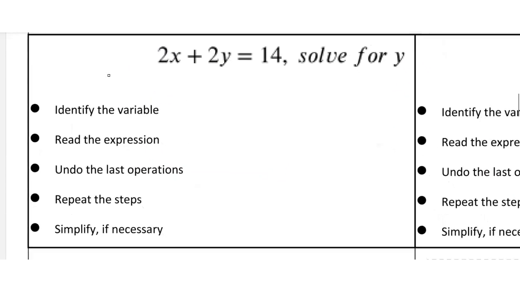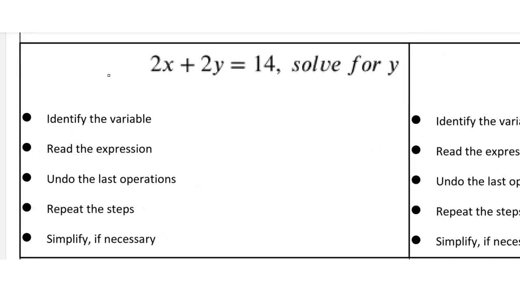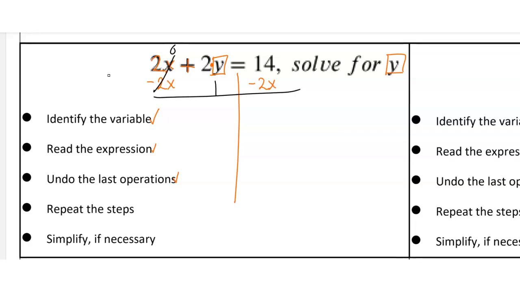Let's look at the next example. In this problem, we're going to be solving for y, so that's identifying the variable. And now we're going to read the expression where that variable is. So that y is being multiplied by 2, and then we're adding 2x to it. So let's go ahead and undo that adding of 2x, which is subtract 2x. That's the inverse. Gives us 0. We have 2y is equal to, because we can't combine 14 and negative 2x, we're going to write the expression to represent it.